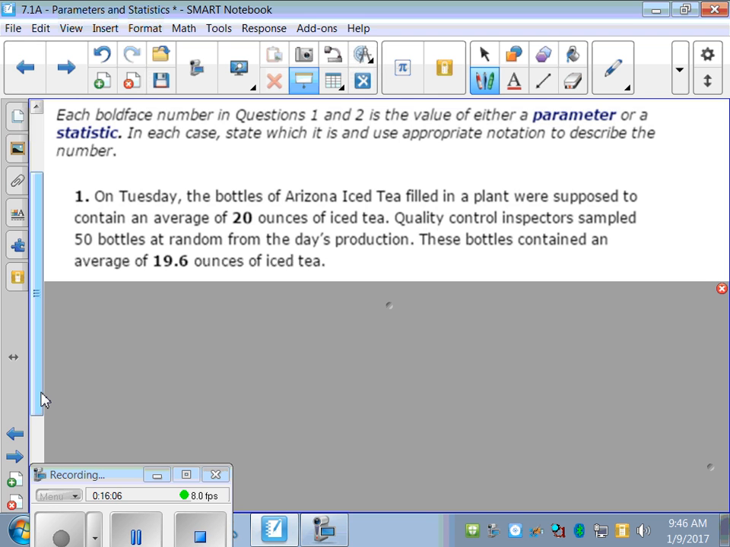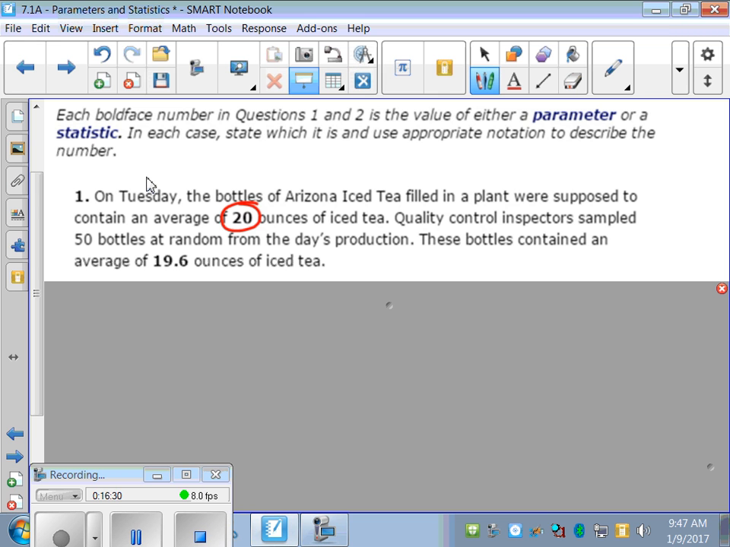Okay, we don't have to say what anything is. We just have to understand the symbols. So who could tell me what symbol goes with this 20 ounces of iced tea, which says that they're supposed to contain an average of 20 ounces of iced tea? David S., what do you think? You think it's what? It is a parameter.